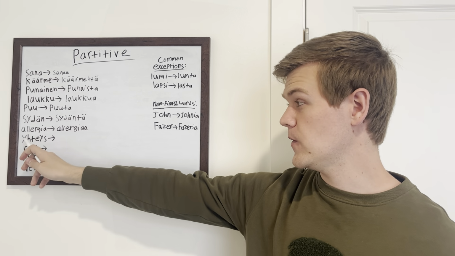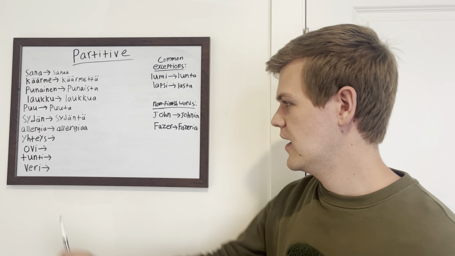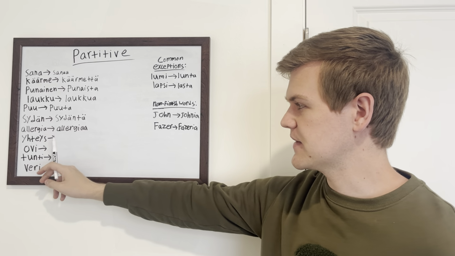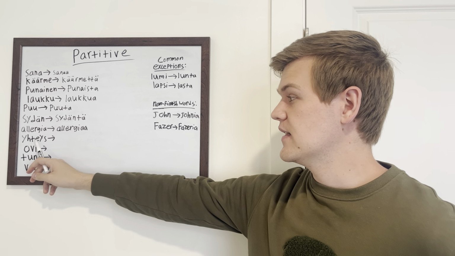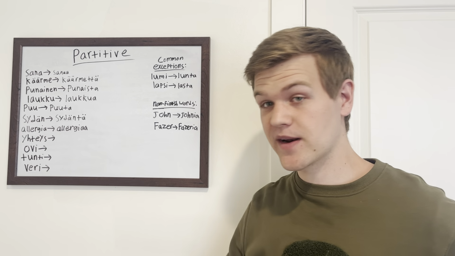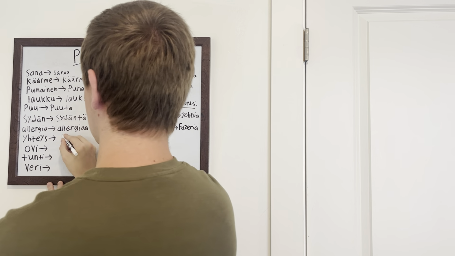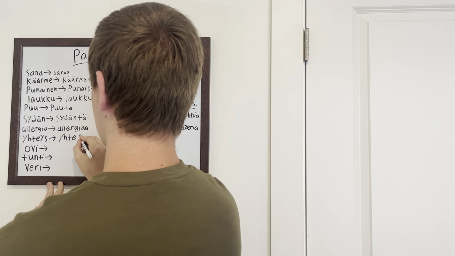Next one, yhteys, is like connection. This one is vowel vowel S, so even though it ends in a consonant, we can't just add TA because it follows one of those two rules. Vowel vowel S, and if you remember, the rule for that one was you get rid of the S and add TTA. So you get yhteyttä.